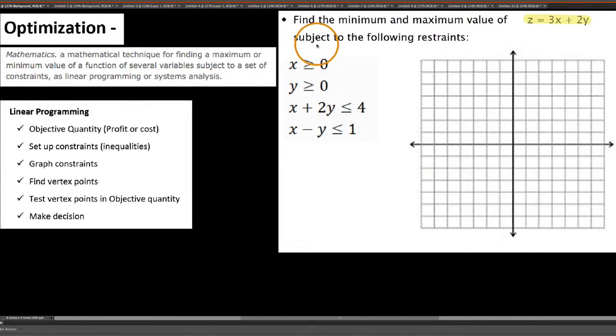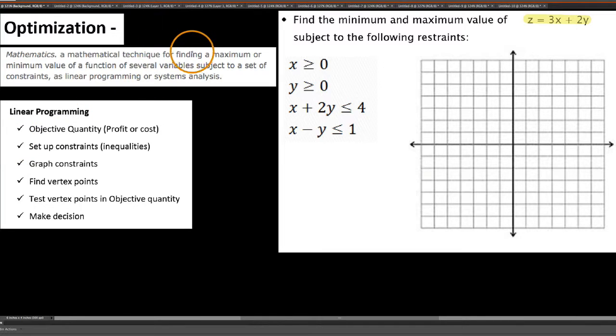Okay, YouTube, this is my first video in a module that I'm doing on linear programming, or specifically optimization. So let's go ahead and start by defining what we mean by optimization. In mathematics, I pulled this definition off of dictionary.com, but it was sufficient. We say it's a mathematical technique for finding a maximum or a minimum value of a function of several variables subject to a set of constraints, as in linear programming or systems analysis.